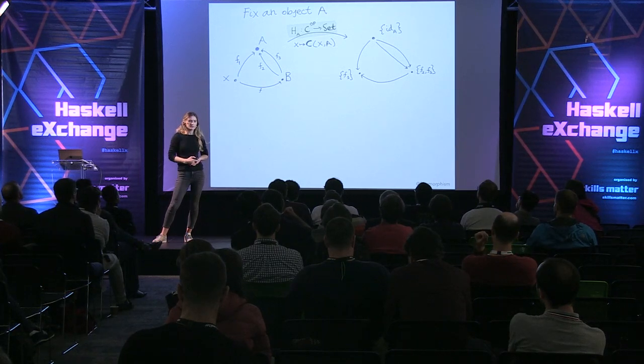A functor also needs to map the morphisms. So how can we do that? Let's take f. It goes from X to B.